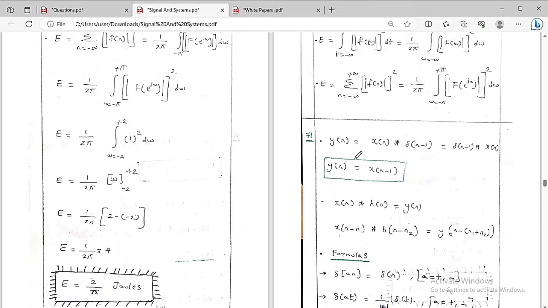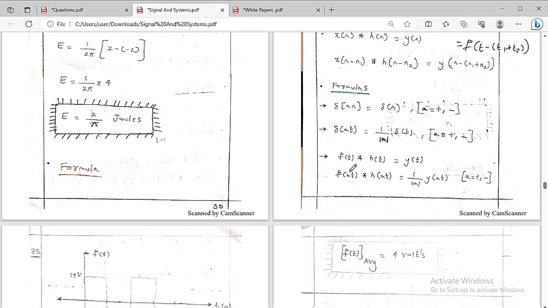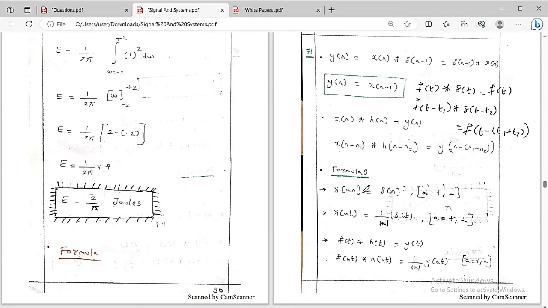Now you can also remember this formula, which I have already told you: f of t convolution of delta of t is equal to f of t. Similarly, f of t minus t1 convolution of delta of t minus t2 is nothing but f of t minus of t1 plus t2. So these things you always have to keep in mind. With the help of this, we have solved this question and we got the solution. But let me tell you some more important formulas also, which are very important.